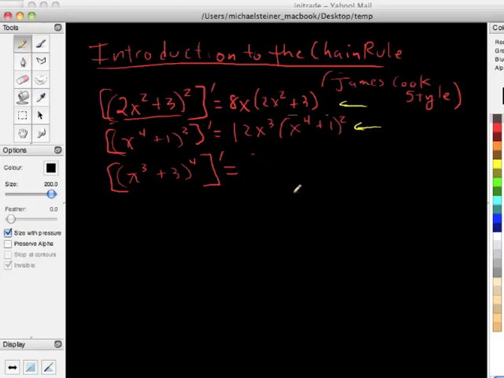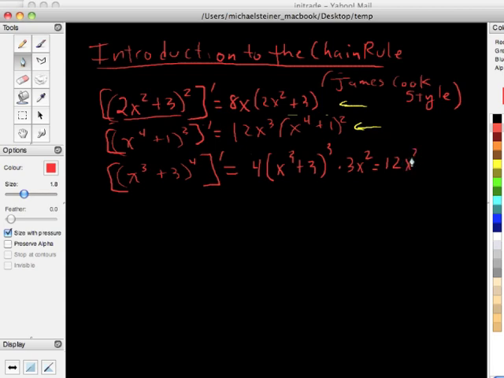So perhaps you have made the prediction that this derivative here, in red, is 4 times x to the third plus 3, raised to the third, right? So what I did is I took this power and brought it down, reduced the power by 1, times the derivative of what's inside. So this is 3x squared. And this inside-outside, well, let's just make it a little bit easier to read.